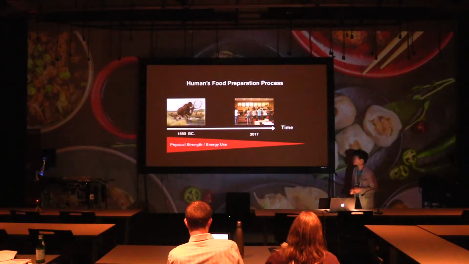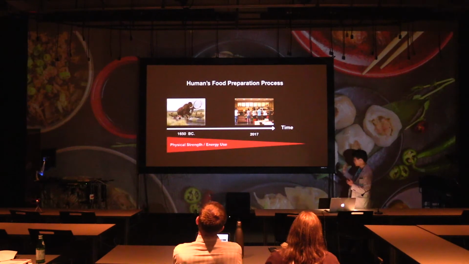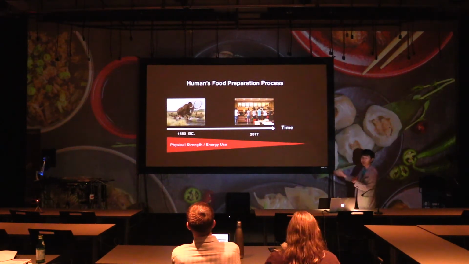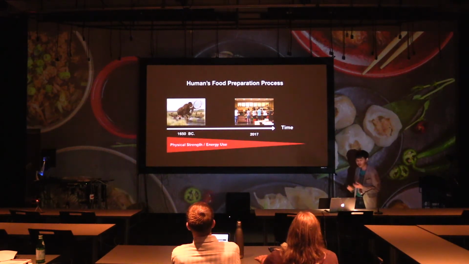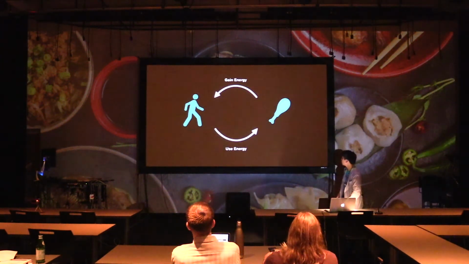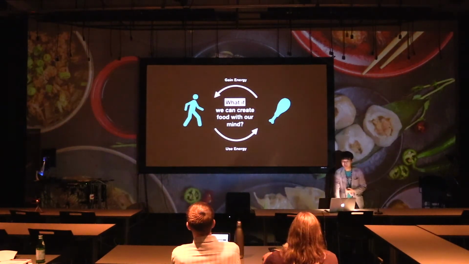If you look at the trend here and see the human food preparation process from 1650 BC until now, we see that we spend less energy in getting our food, from hunting mammoth to now just going to Subway and getting it. We don't really need to spend much energy. What if in the future, we don't spend much energy at all, we just think and then the food arrives? How would that look?